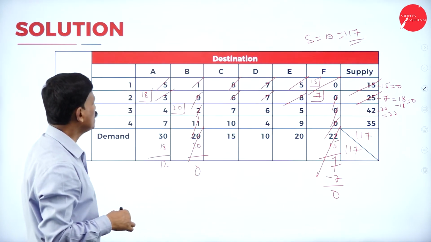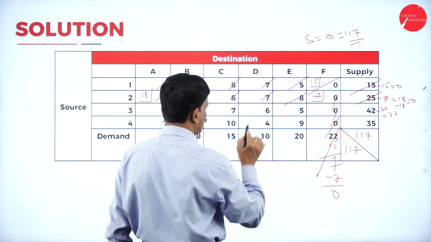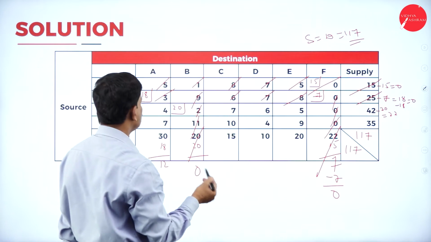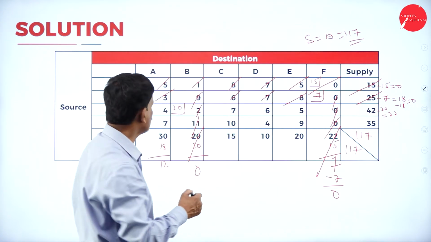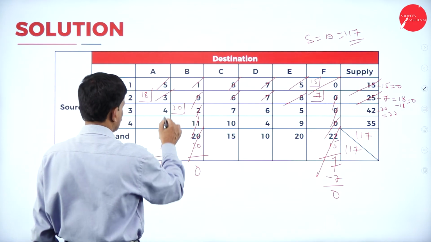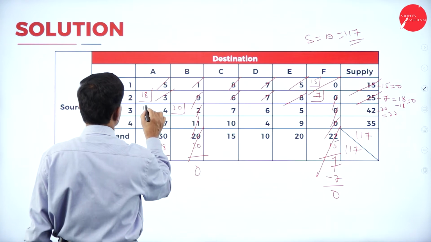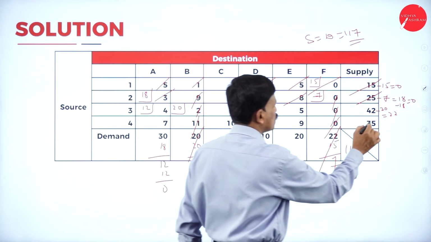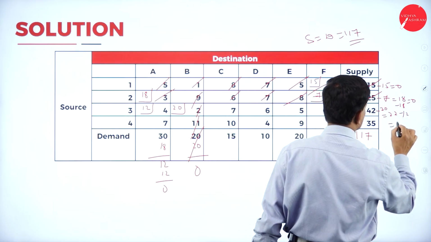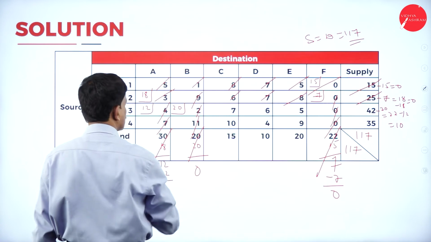Okay. Now let's identify the least value. The next least value is 4. There are 4 values, and we can take any one from these. Now let us take the first 4. This is the least value. The demand is 12 and the supply is 22. We can allocate 12 here. This becomes 0. If you subtract 12 here, you will get 10. Once this becomes 0, we can cancel this.